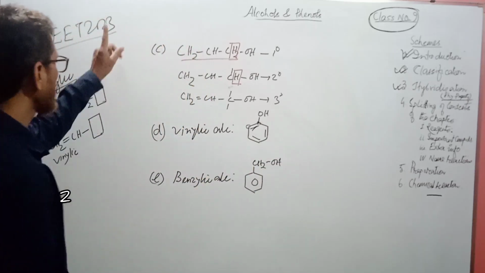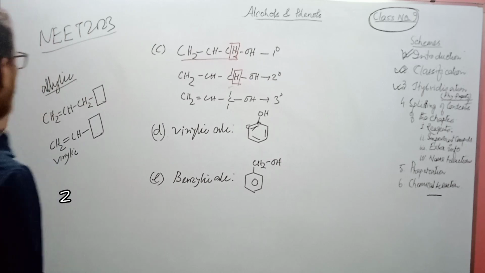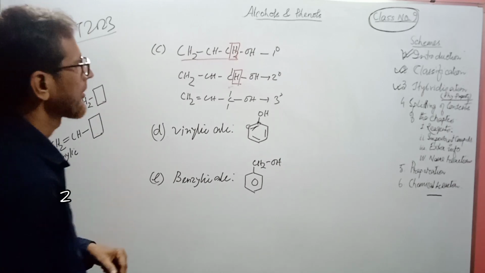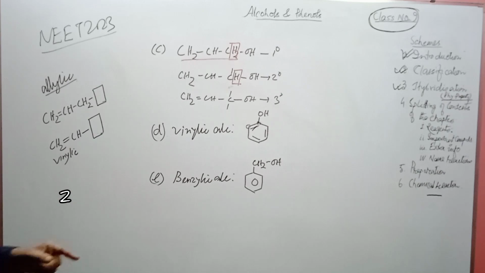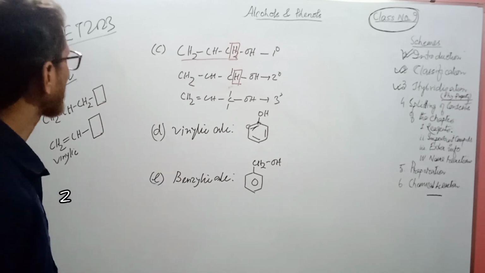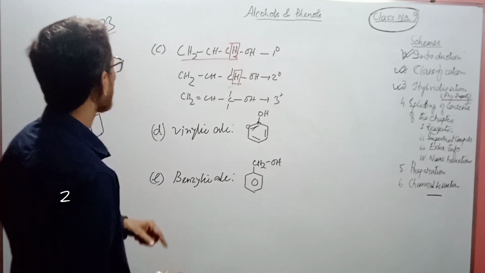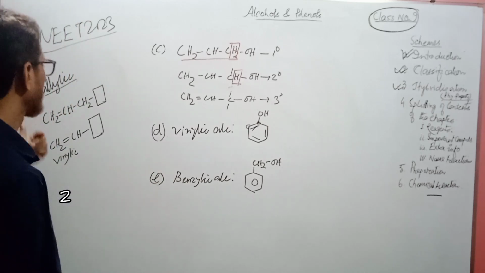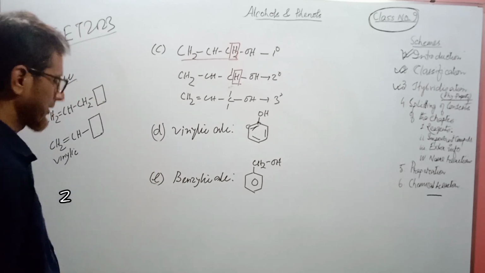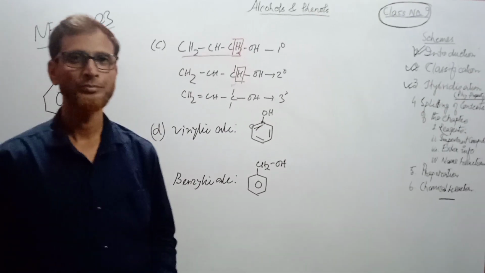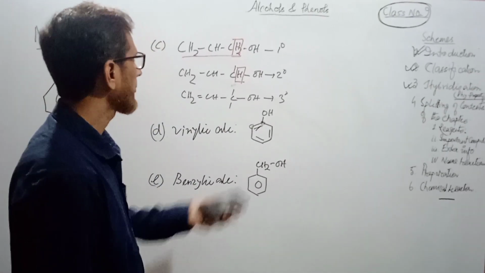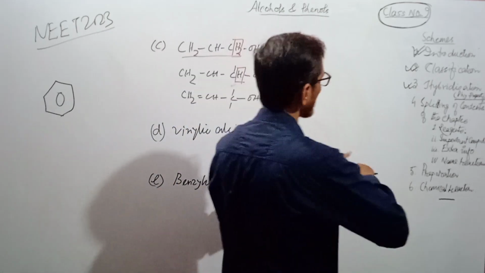So we have seen the types of alcohol. First one was monohydric, dihydric, trihydric. Monohydric alcohol was again divided into allylic, vinylic, benzylic alcohols. So this is all about the classification of alcohol.